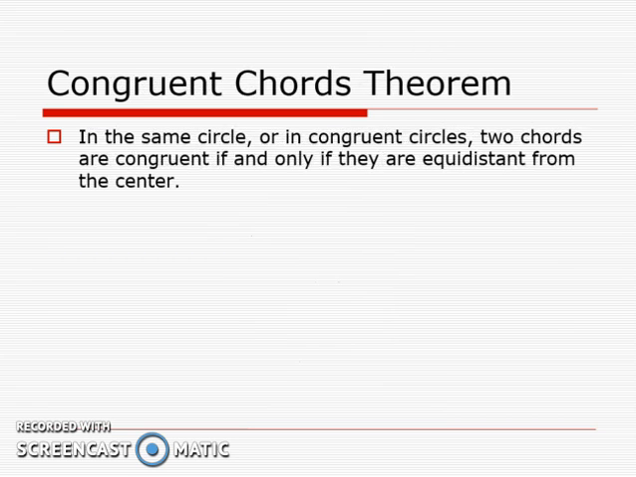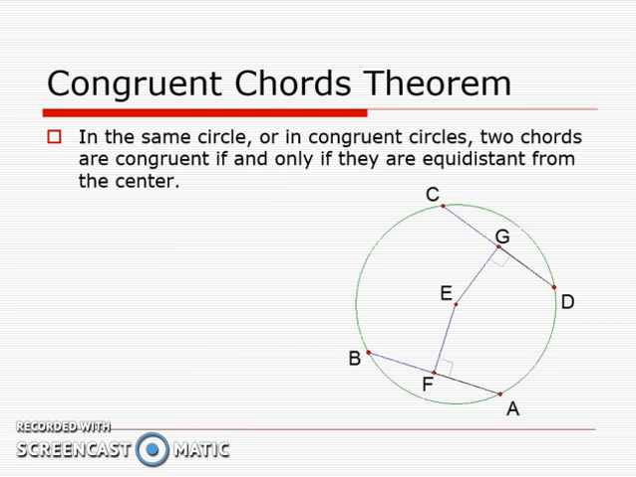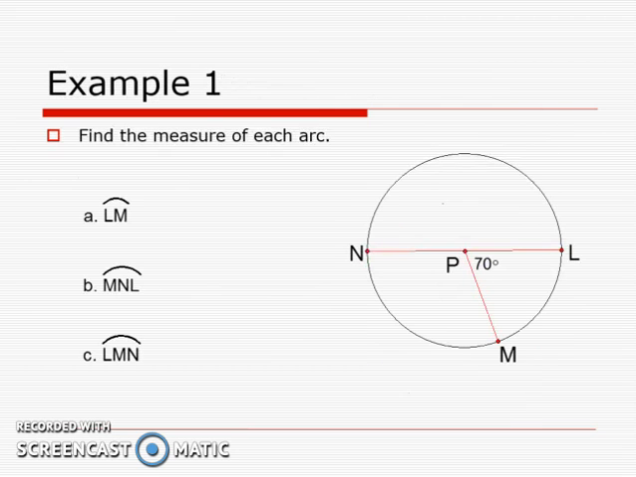Another theorem, the congruent chords theorem. Here in the same circle, or in congruent circles, two chords are congruent if and only if they're equidistant from the center. So in this one, AB is congruent to CD if and only if EF is congruent to EG. We also need the perpendicular in there because with equidistant, you always want to travel the shortest distance. Okay, so let's look at some examples.